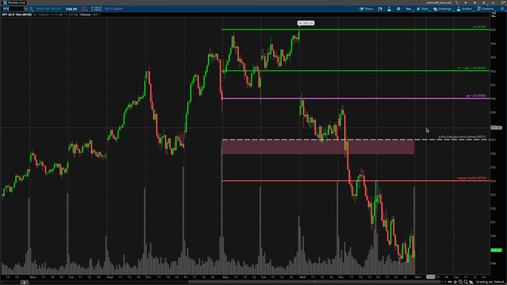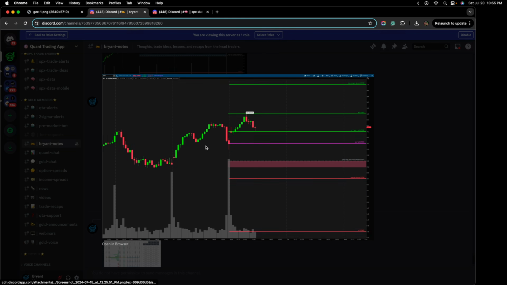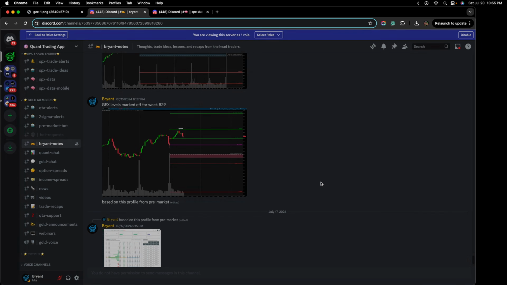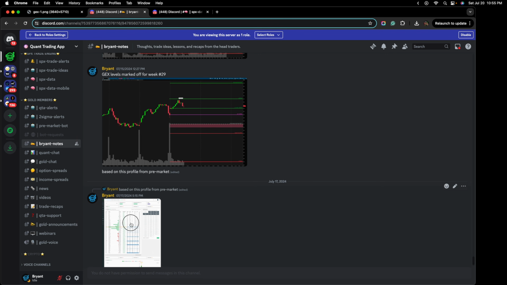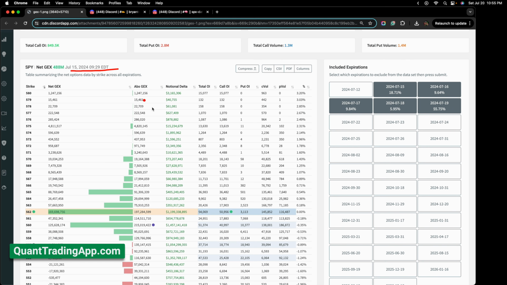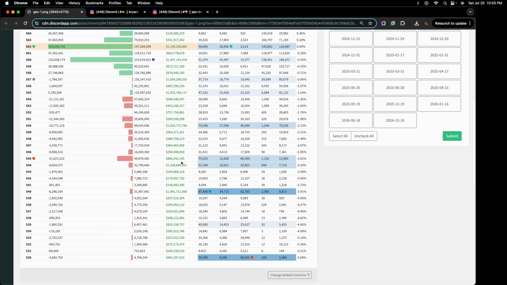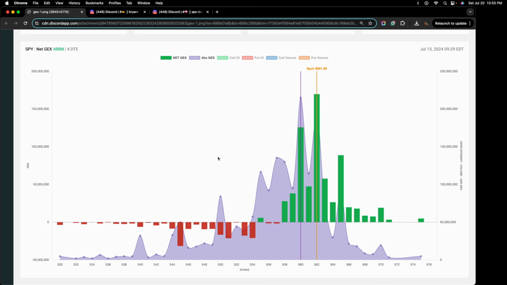If this is your first time visiting this YouTube channel, at the start of every week in the Quant Trading App Discord, I like to share some notes for gamma exposure. The levels that you see on the charts come straight from this gamma exposure profile that is built out from Quant Trading App. So these are the levels pre-market before the week even starts. These levels are mapped out on the chart, and then I set some sort of a framework for myself on how I'm going to approach the week for trading.